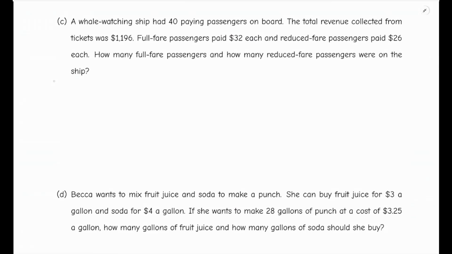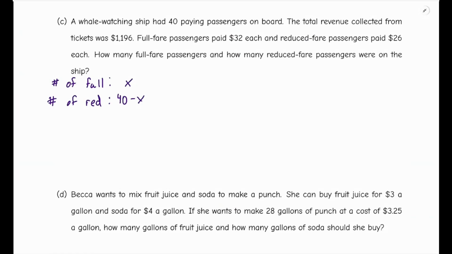So again, label our variables. So number of full fare and number of reduced fare. This time we weren't really told much of any of them, so we get to pick which one is X. I'm going to say the number of full fare was X. Well, then how many reduced fare were there? This is where you have to use that first sentence where I know there's a total of 40 paying passengers on board. So if there's X full fare, that means 40 minus X would represent the number of reduced fare.